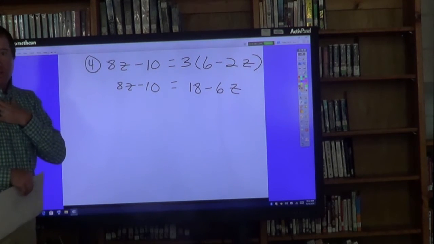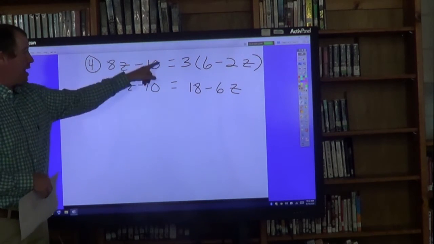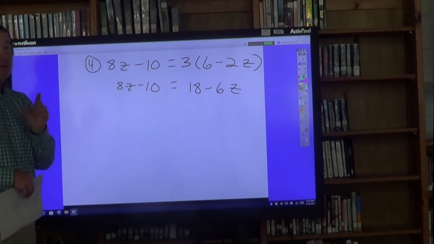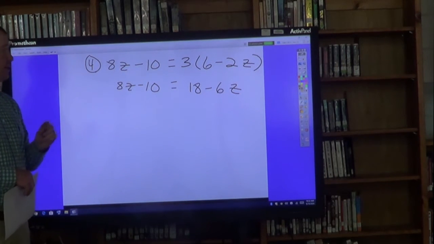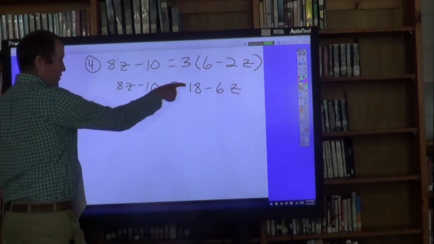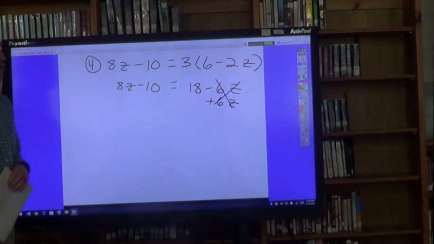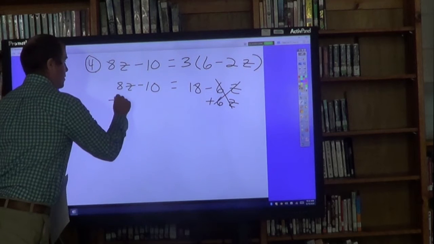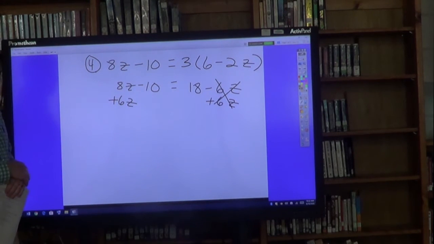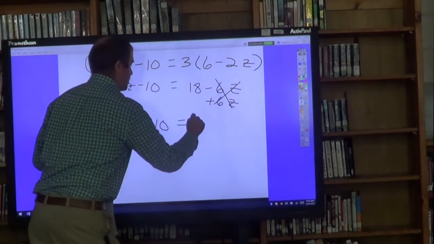I always get rid of the baby one. For equations, it really doesn't matter, but if we had inequalities, then we won't have to worry about flipping a sign if we get rid of the baby one, in this case. So I'll stick to my guns and get rid of the smaller one. So I'll get rid of him by saying plus 6z, and just that easy, they go away. So plus 6z over here. Little inverse operations. So that's 14z minus 10 equals 18.